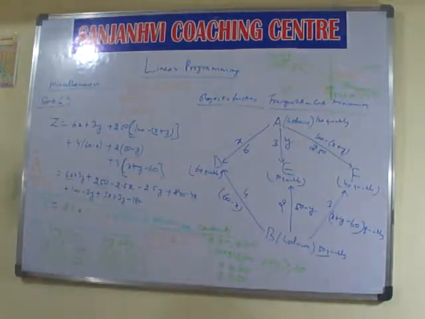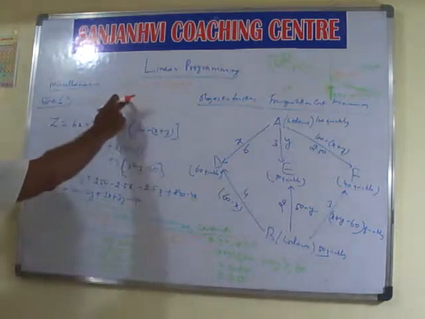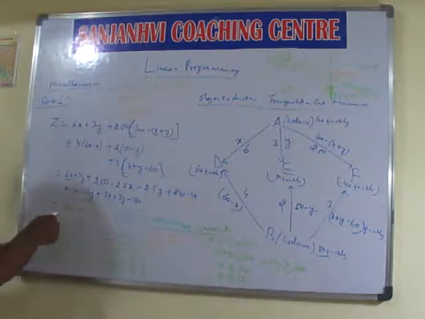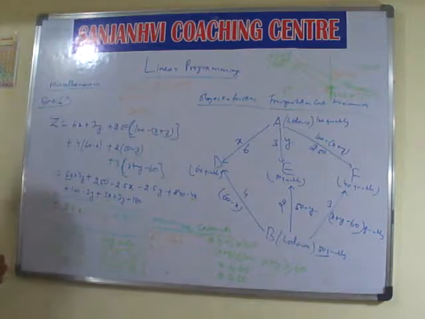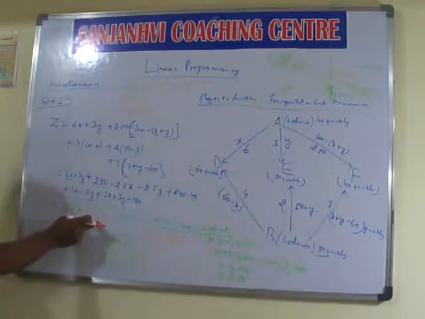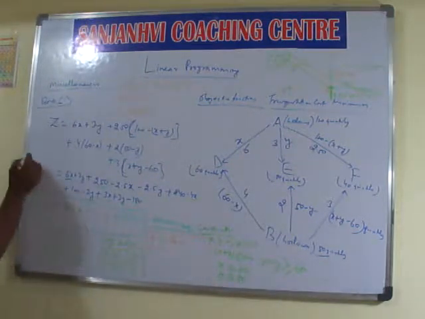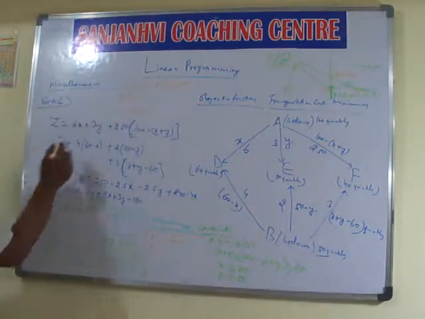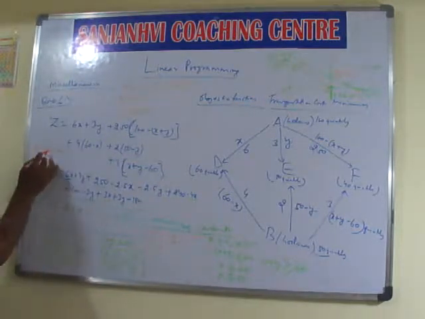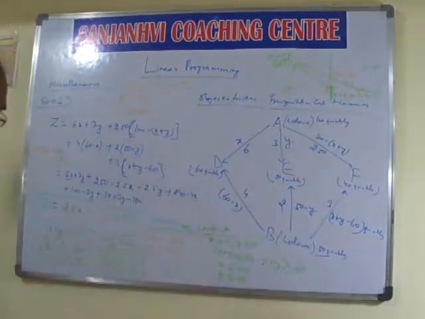For A, 150 plus 410 is 560, since this one becomes 0. Now for B, 2.5 into 60 is 150, and 15 into 4 is 60, plus 410, so 620. Yes, very good.